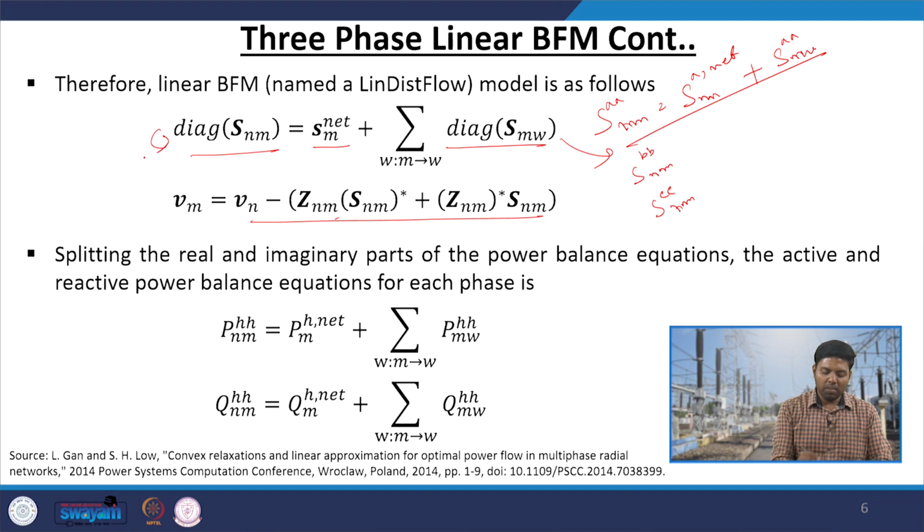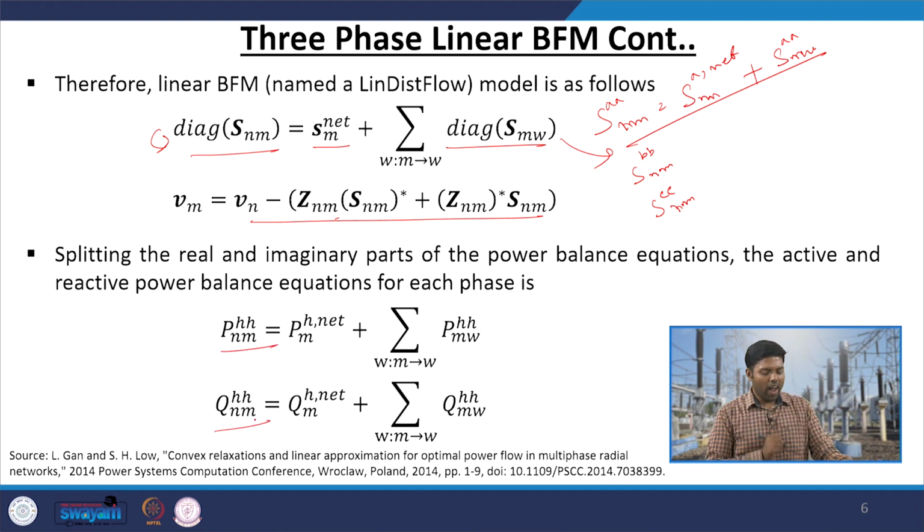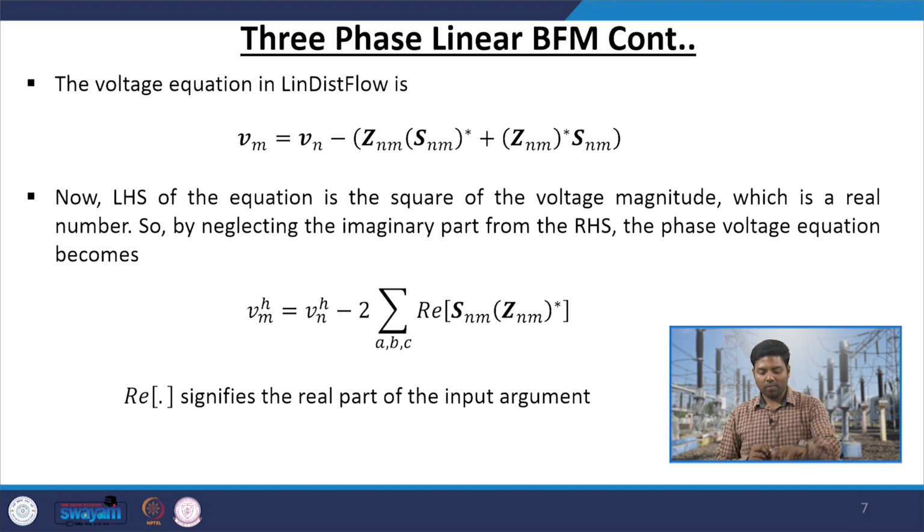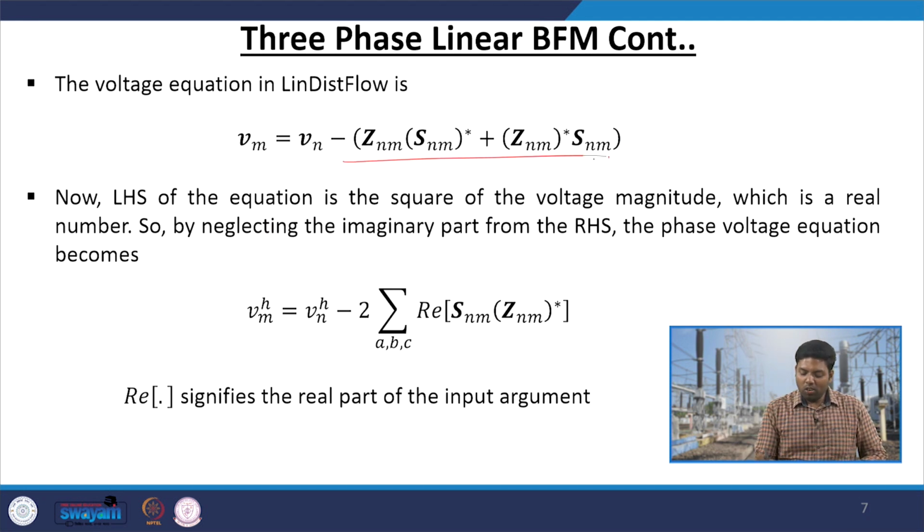Now, you split up this one, this is your apparent power, you can split it into two parts, that is the real and the imaginary part. So, if you split it, then you will get your active and reactive power balance equation at each and every bus and phase. Those are decoupled from each other. You are not getting any mutually coupled term in these two equations. Okay. Again, for the voltage equation, you have Z_nm and S_nm star and Z_nm star and S_nm.